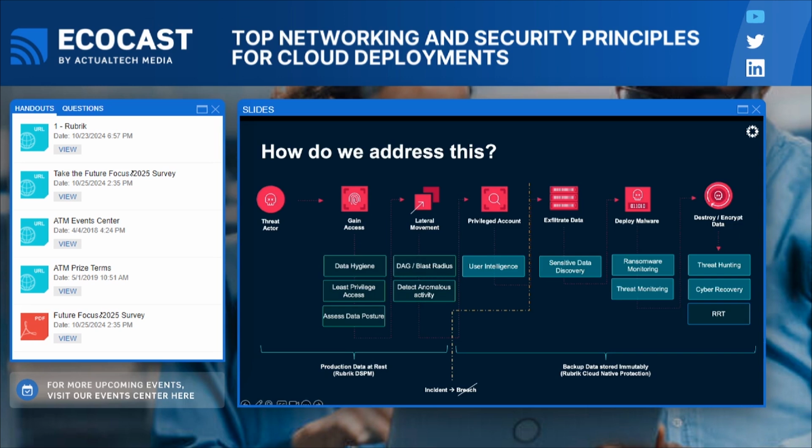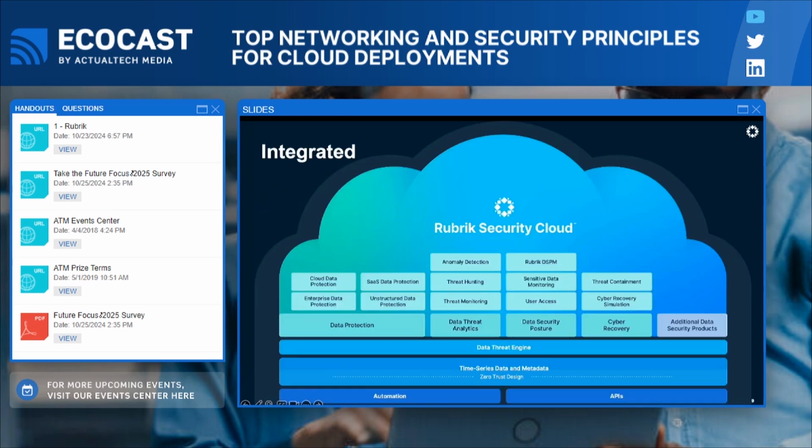Now, all of these solutions aren't point products that you have to individually implement. They're actually integrated nicely into what we call the Rubrik Security Cloud. So depending on your specific use case, if it's cloud data protection or if it's more data security posture management, they all come together in the Rubrik Security Cloud and can be consumed as a SaaS product from our Security Cloud services.